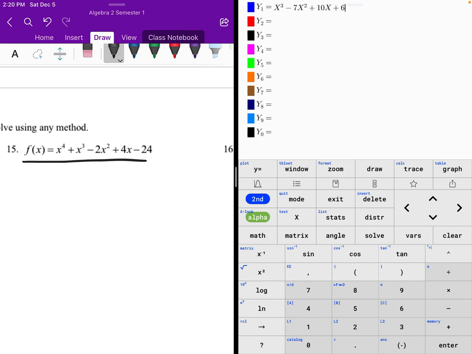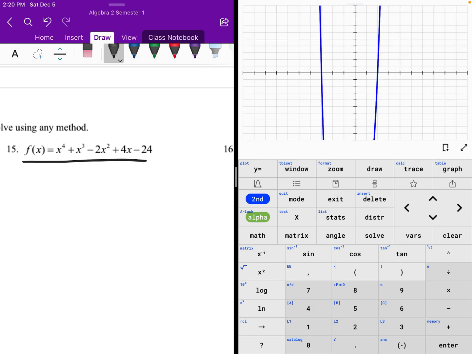In this case, we type y equals x to the 4th. Remember, you use the caret to get your exponent, plus x cubed. Always come back down after you put your exponent, minus 2x squared, plus 4x, minus 24. Hit graph. If you don't get negative 10 to 10, negative 10 to 10, make sure to hit zoom standard again. On this one, it looks like it crosses through negative 3 and 2.